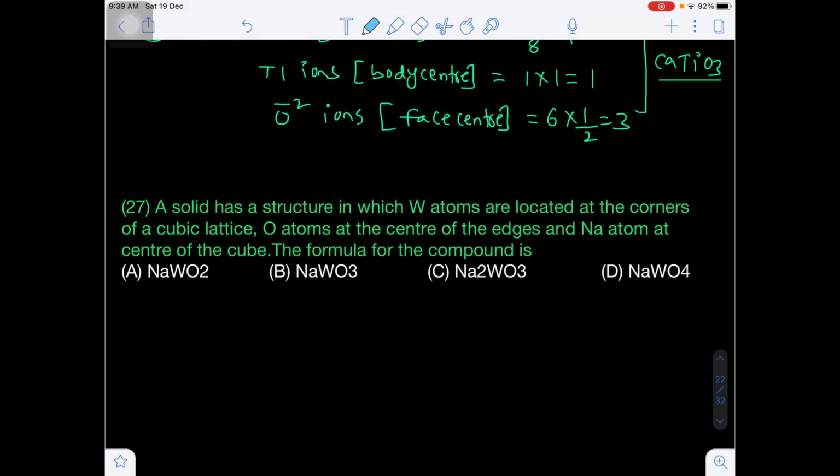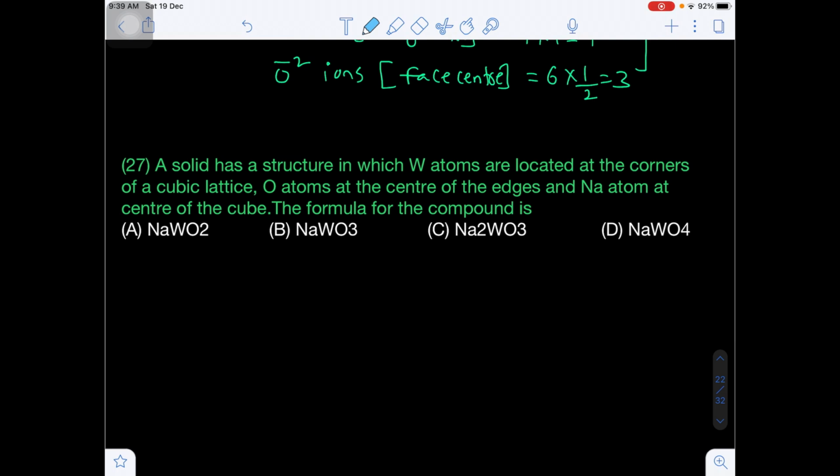A solid structure in which W, that is the wolfram tungsten atoms, are located at the corners of a cube, oxygen atoms are located at the edges, and the sodium atoms are present at the center of the cube. Center of the cube is nothing but body centered. Are you getting my point? Let's suppose first of all sodium particles are located at the center. So body center has only one particle and its contribution will be 100%. So sodium particles will be present only one.